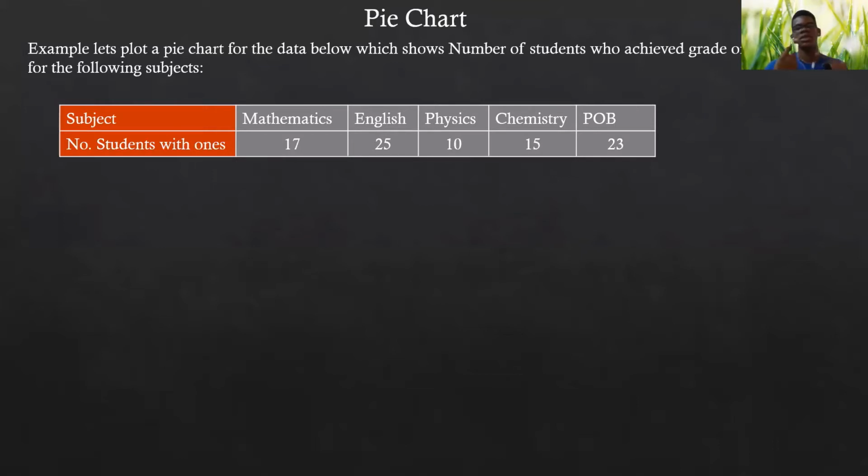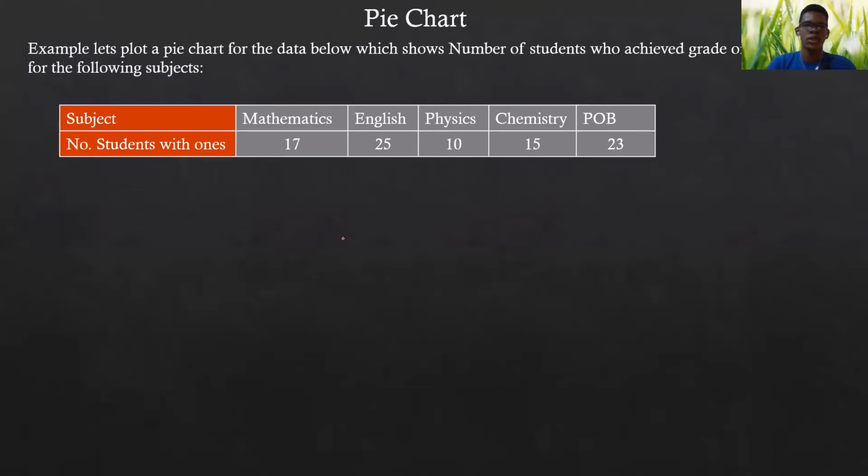Good. So we're going to look at an example of plotting a pie chart, because again, you need to know how to plot these things, even though more than likely you'll be doing it with a computer. So let's plot a pie chart for the data shown below, which shows the number of students who achieved grade 1s, only grade 1s we're dealing with, for the following subjects.